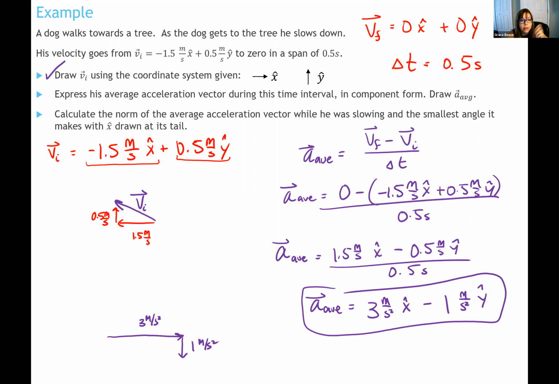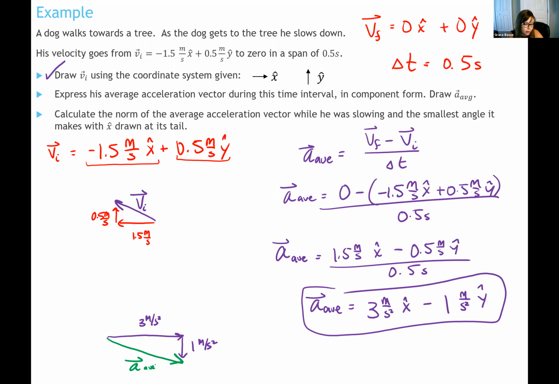So I'm adding these two vectors together, which is why I've drawn them tip to tail. And now average acceleration is the sum of these two, so it is the resultant. So there is my average acceleration vector. It is pointing down and to the right.